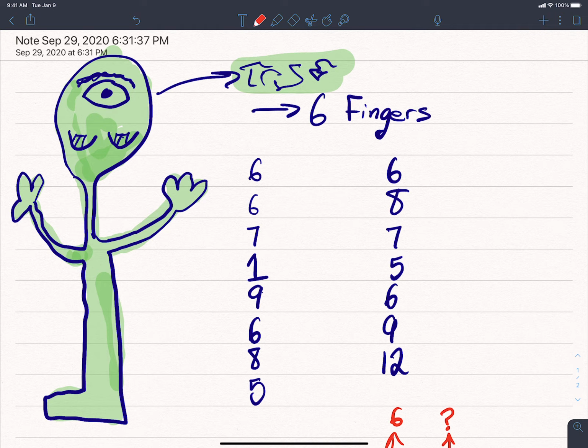All right. So, did we get any answers? We have 6 plus 6 plus 7 plus 1 plus 9 plus 6 plus 8 plus 5 plus 6 plus 8 plus 7 plus 5 plus 6 plus 9 plus 12. I got 101 for that, and then divided by 15. I got 6.73. Okay, that's what I got as well. The mean is 6.73, but again, remember our round off rules, right?